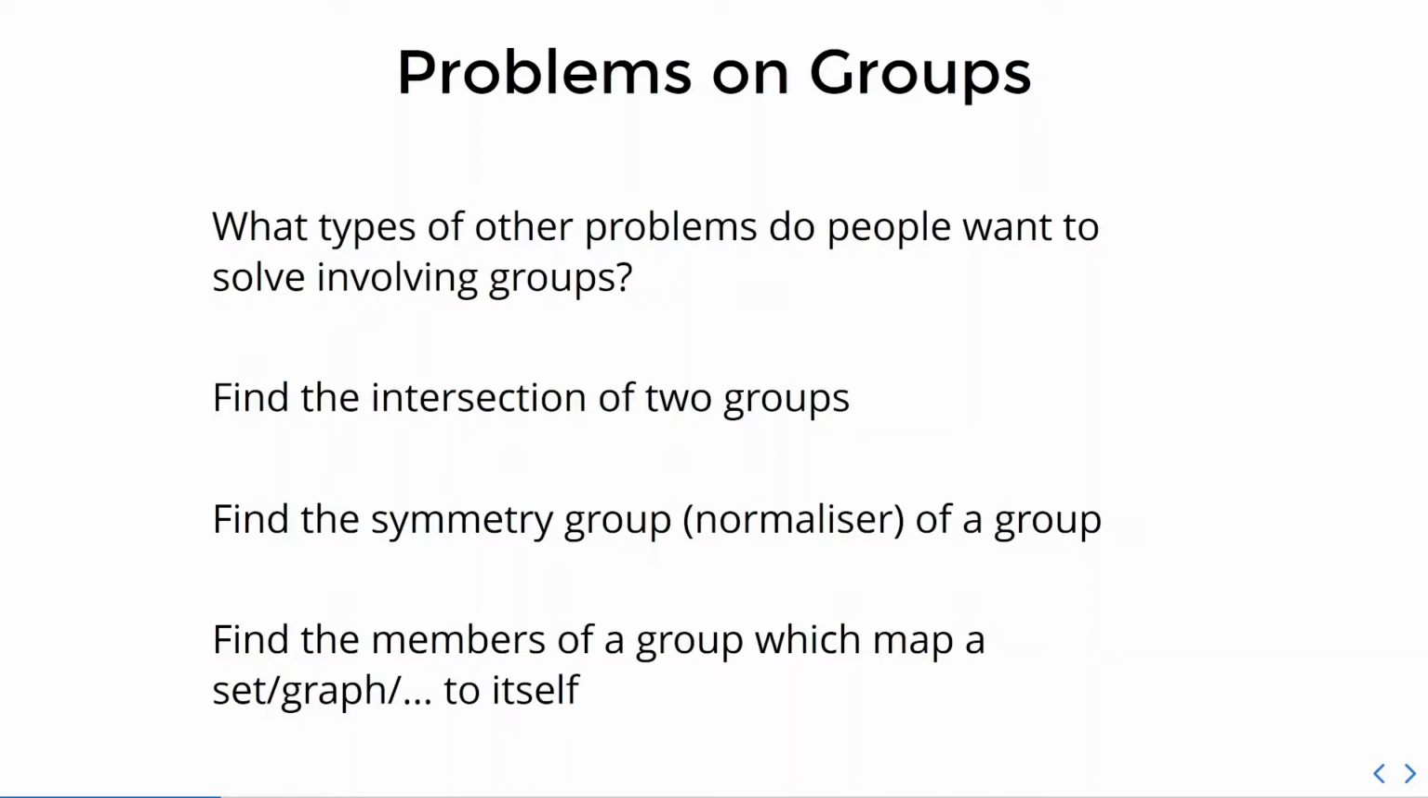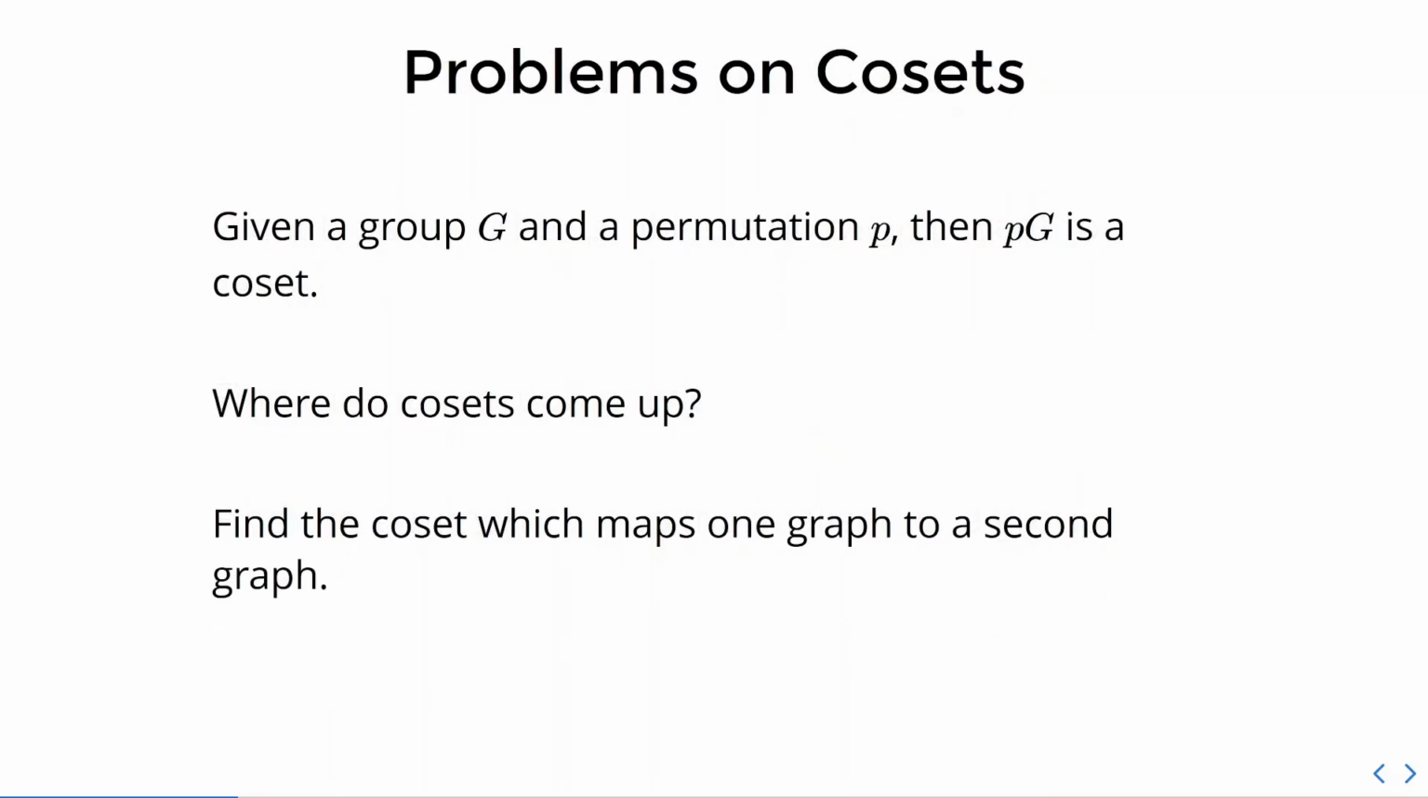I'm just going to briefly mention another important class of problems, what's called coset problems. So here we have a group and a permutation. I'm considering permutation groups here. Then basically multiplying a group by a permutation is a coset. So you can think of it as a group where we've just shifted every element of it by some permutation. Cosets come up when we want to map some object to a second object. So if I want to know all permutations that map one graph to a second graph, this will be a coset. You don't need to worry too much about cosets. I just wanted to mention it because the word comes up a lot.